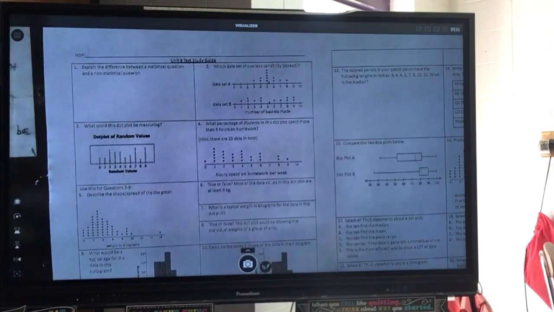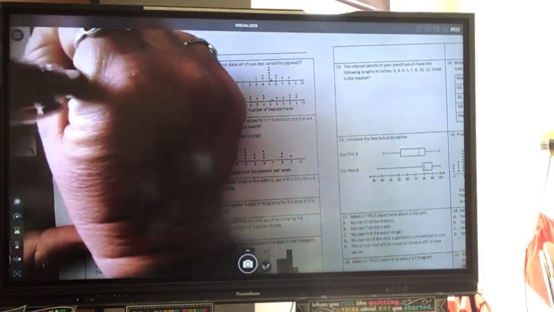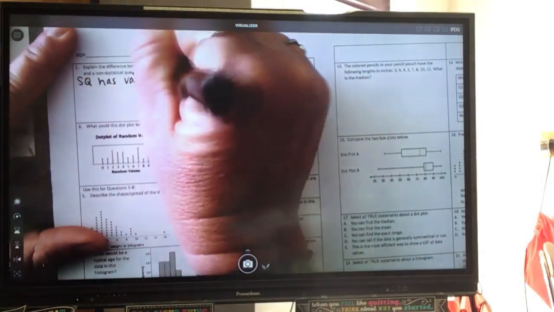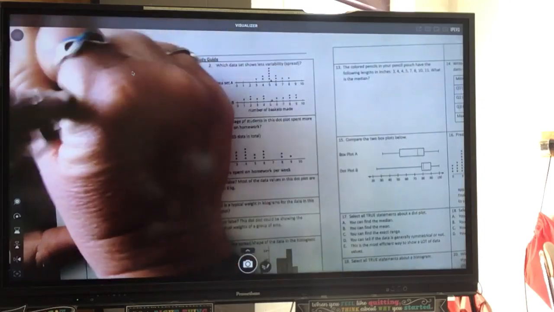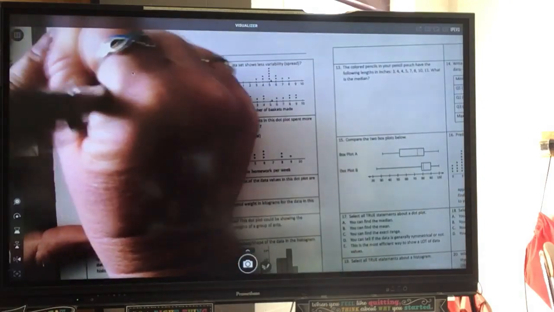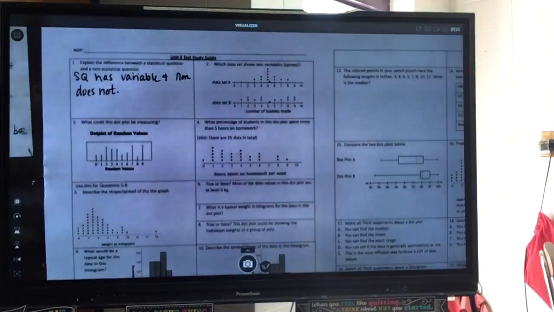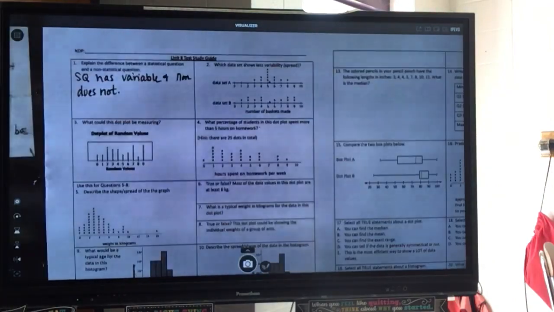It says explain the difference between a statistical question and a non-statistical question. So what's the biggest difference between those two, Christiana? A statistical question has variability, and a non-statistical question does not. Alright, perfect. Okay, and variability, what does that word mean? What does variability mean? Because you're going to see that a lot on your test tomorrow.